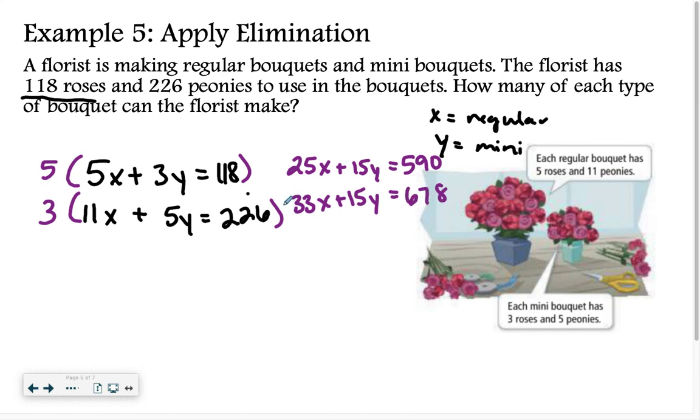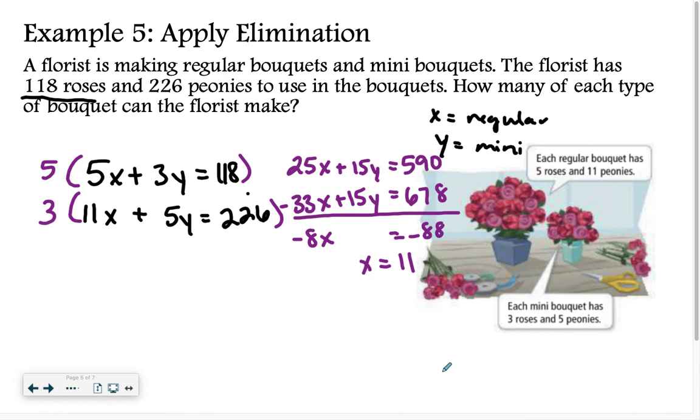Now I'm just going to solve it like I've been practicing all day. So I'm going to subtract these two to get those to cancel. 25 minus 33 is negative 8x. 15 minus 15 is 0, equals 590 minus 678 is negative 88. So I know x equals 11.